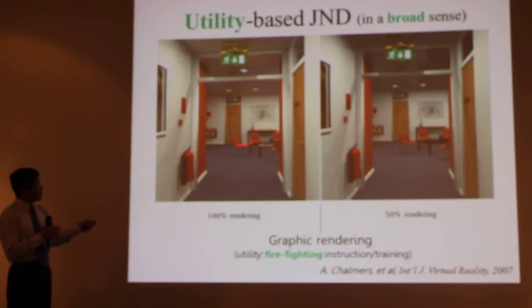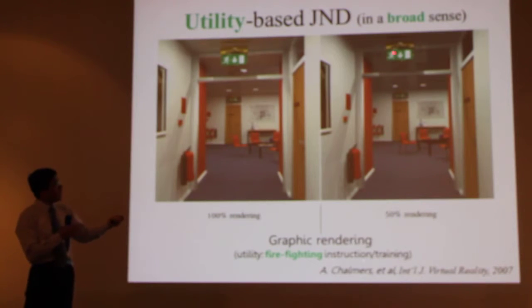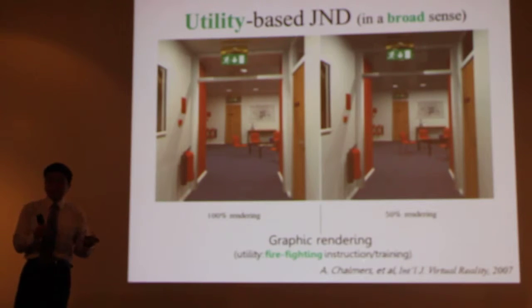So it depends on the utility. Like this example, this is a graphic generated by computer, 100% of rendering time. And this only uses half of the rendering time. If you look closely, you can see the difference, right? Absolute difference is there. But if you generate these two images for a certain purpose, like in this paper, they think the utility is firefighting equipment's instruction and training. What happens when the fire started, right?